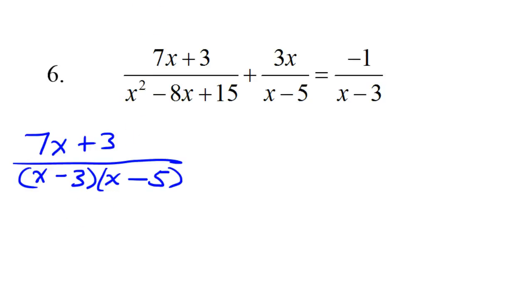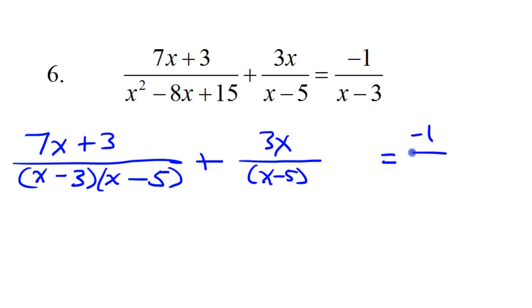Okay, so we factored that. Great. So anyway, I have plus 3x over x minus 5. Alright, I'm going to leave a little space here and put negative 1 over x minus 3.